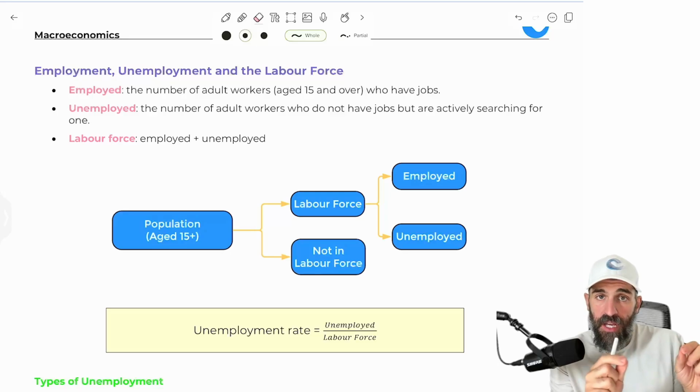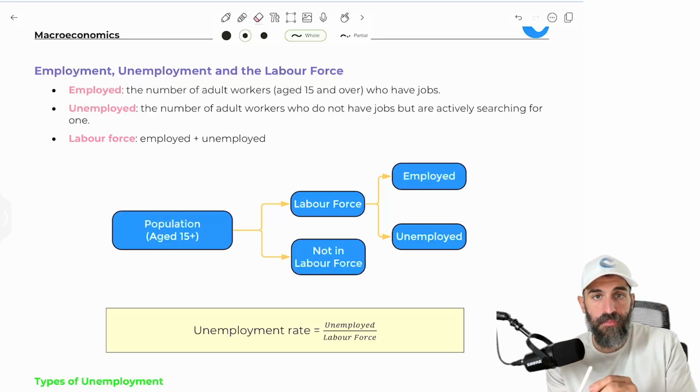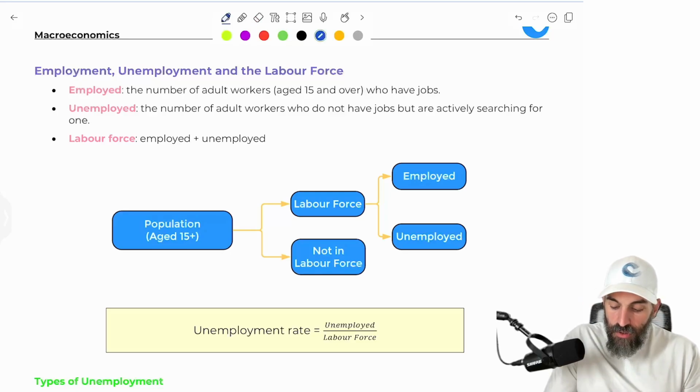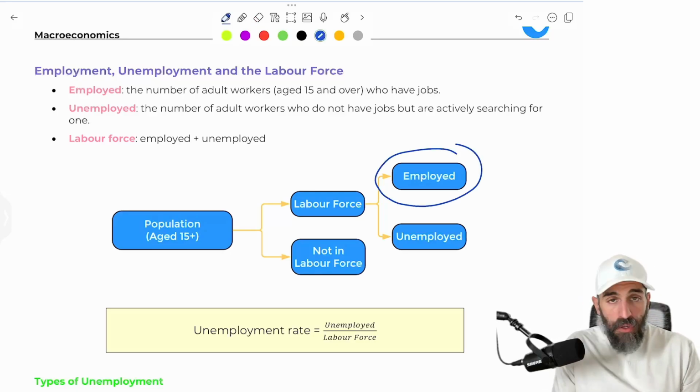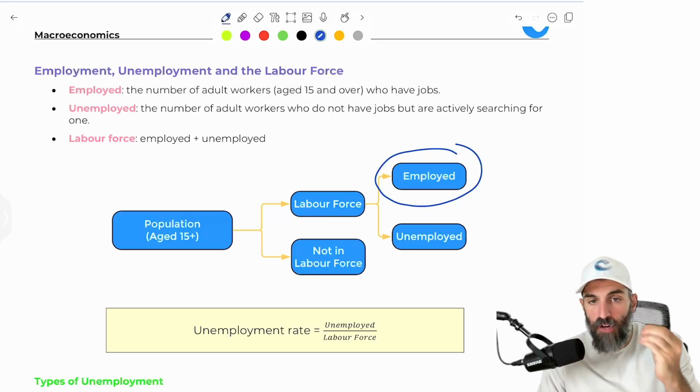Within that, you have two categories: the labor force and those not in the labor force. The labor force is made up of anybody who has a job, we call them the employed, and those who do not have a job but are actively looking for one. And here's where students will often hit a wall.